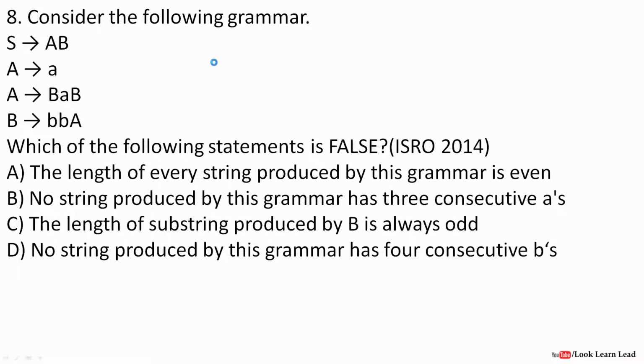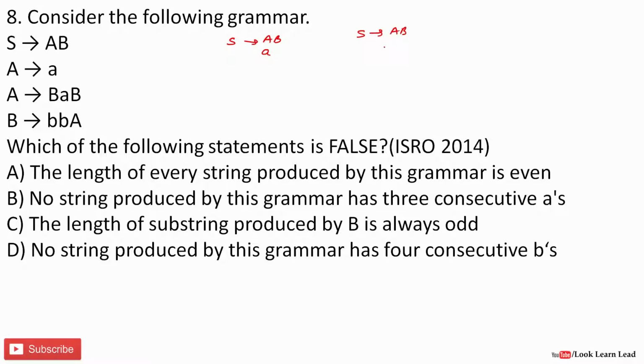Okay, so next question. Consider the following grammar. So we have the grammar. Which of the following statements is false? So we have to prove which of the following statements about this grammar is false. So now let's see. The length of every string produced by the grammar is even. So let's check. If I have S is equal to AB, if I replace A, it can be this. S is equal to SAB.